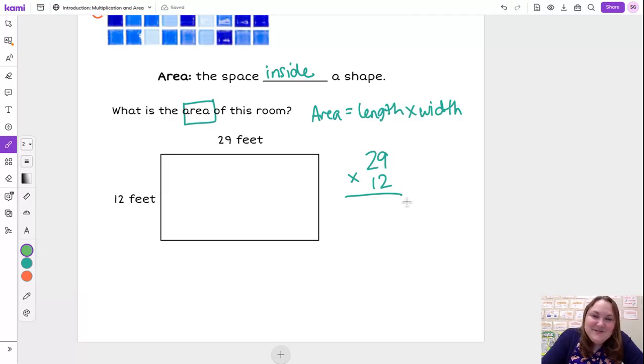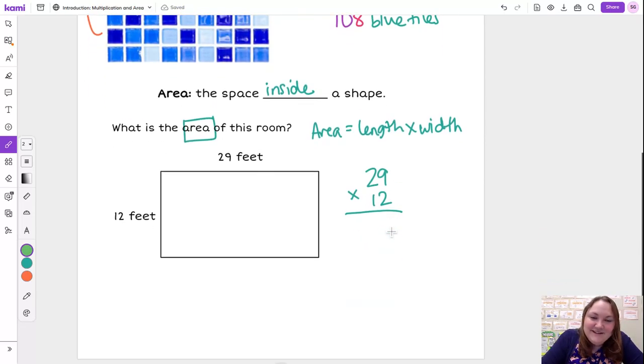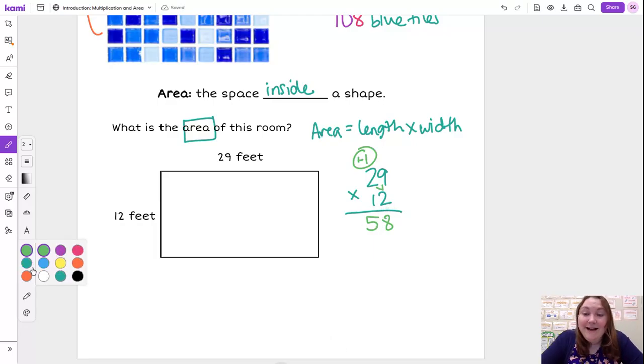So 29 times 12, it will start similar to our 9 times 12 up here, where we multiplied that 9 by 2 and the 9 by 1. So down here, I'm doing the same thing. I'm doing that 9 times 2, just like before, 18. And then I need to multiply the 2 with that 2. So 2 times 2 is 4, and then plus this 1 I carried to give me 5. The difference here is I've multiplied the 2. I also need to multiply that 1. So I'm going to do multiplication again. I need to do the 1 times 9 and the 1 times 2.